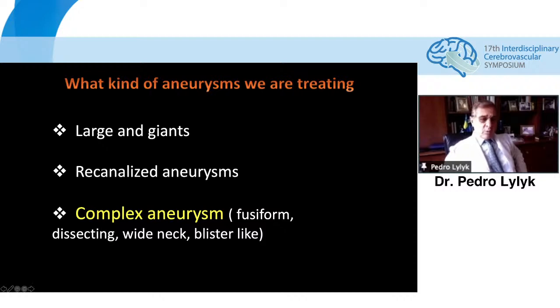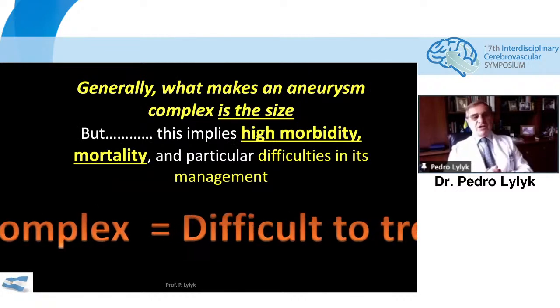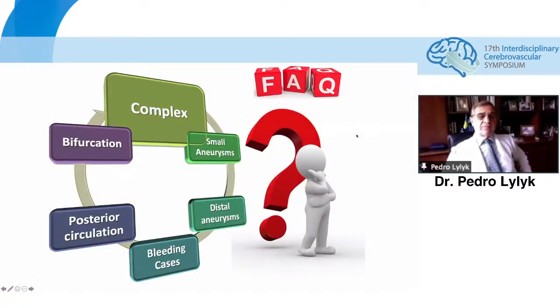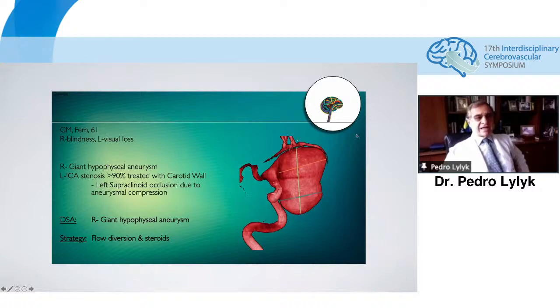So at the beginning, we were talking here about the complex aneurysm. Well, if I ask you guys, what is the definition of a complex aneurysm? Each of you will probably have several definitions. What does that mean? For me, complex means a difficult aneurysm to treat. Not only the giant, but some very wide, very small ones with wide necks are also very difficult to treat.